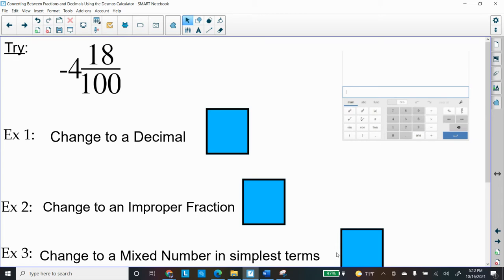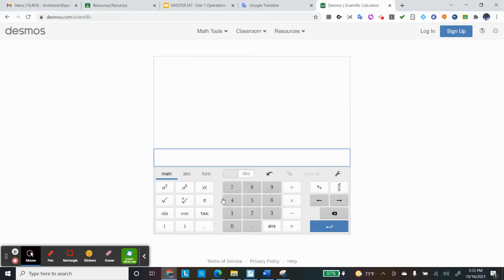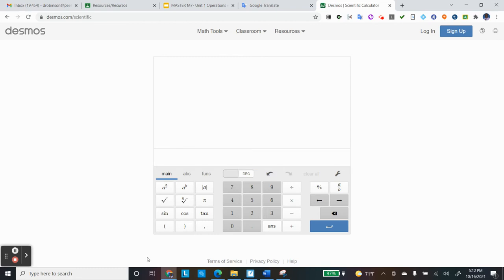So the first thing I'm going to do is change it to a decimal, and you're going to like how Desmos handles this. So let me go to the internet, get to my Desmos calculator, and type -4, and now I have to press the fraction button and type 18 in the numerator and 100 on the bottom in the denominator. Now I'm going to press enter.